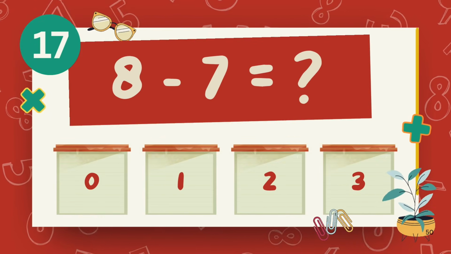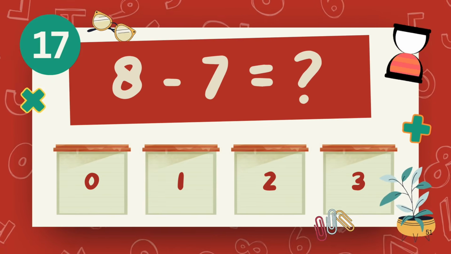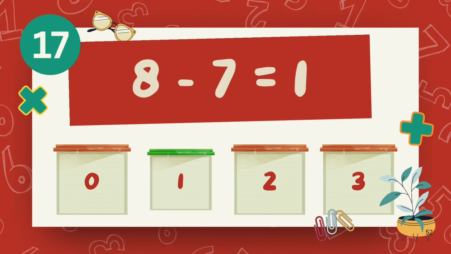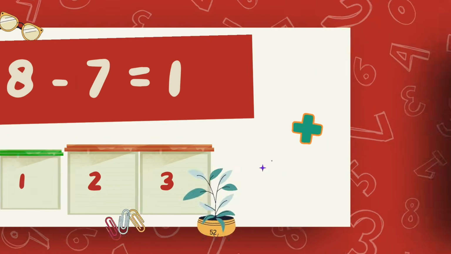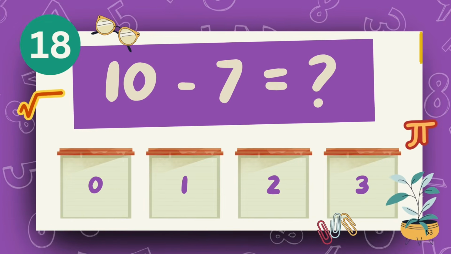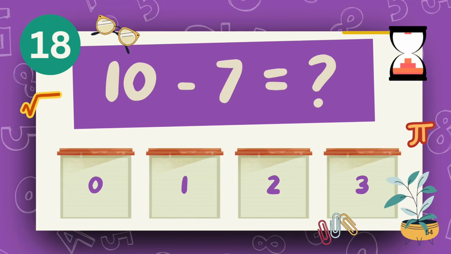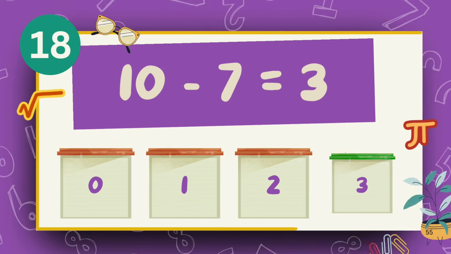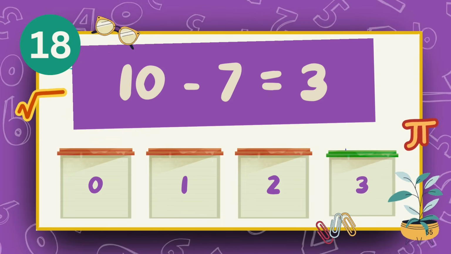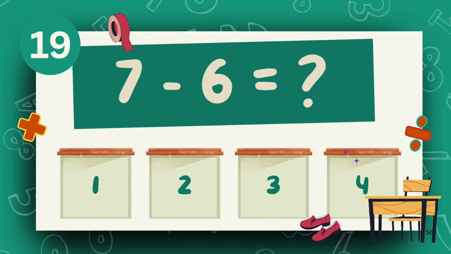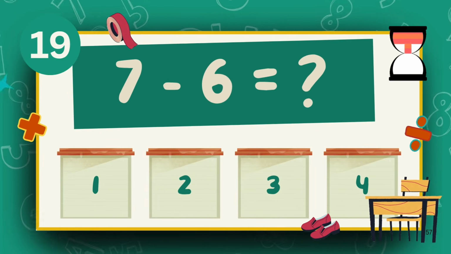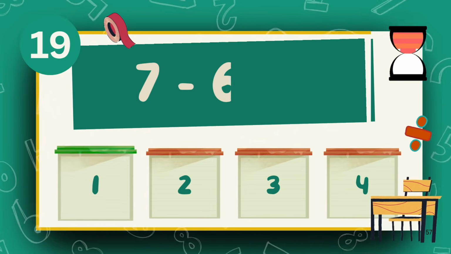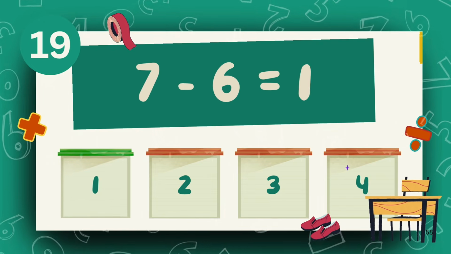What is 8 minus 7? The answer is 1. What is 10 minus 7? The answer is 3. What is 7 minus 6? The answer is 1.